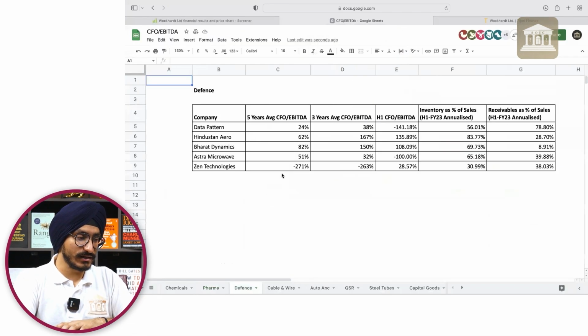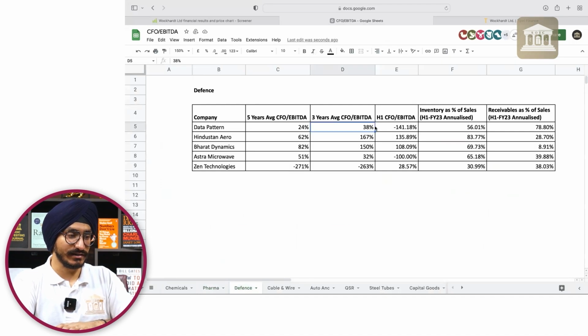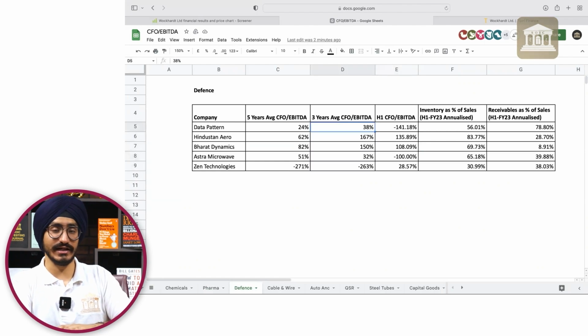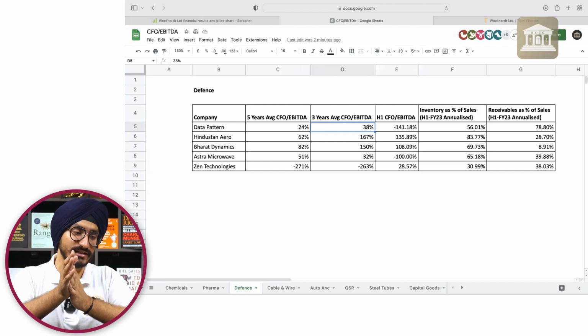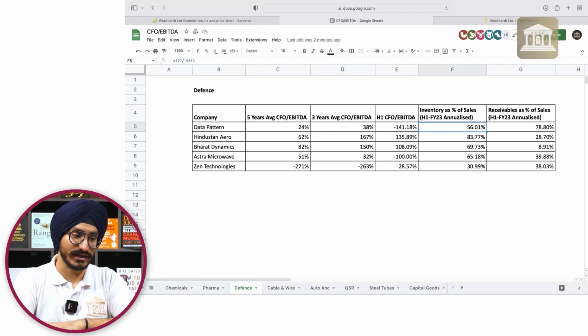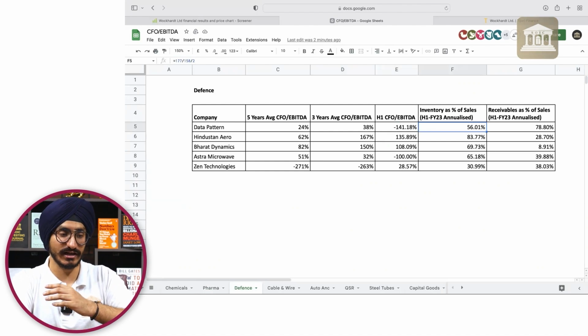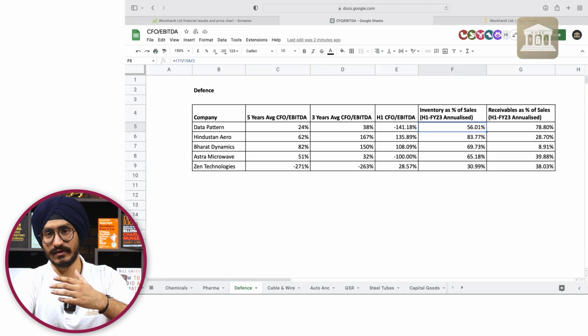Then we look at the defense companies, and you'll see that the CFO to EBITDA for Hindustan Aeronautics is really good. For Bharat Dynamics it is also really good. But for Astra Microwave, Zen Technologies and Data Patterns, the CFO to EBITDA is not that good, because the majority of the money is stuck in inventory and trade receivables from the government. This is why these companies do not have very high CFO to EBITDA.